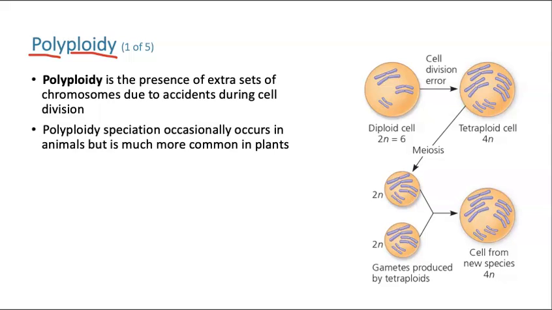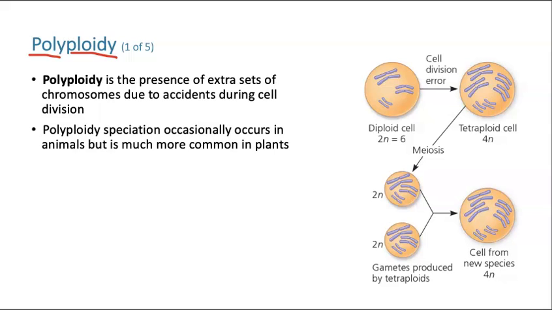So if you are having trouble remembering how meiosis works, I strongly recommend you go back and visit that chapter where we spent a lot of time talking about meiosis. And we did talk a little bit in that chapter about what happens if you have a failure of cell division, of cytokinesis. So just help yourself out by going back and reviewing that if you're a little confused by this subject. Okay, so polyploidy again happens when you have extra sets of chromosomes due to accidents during meiosis.